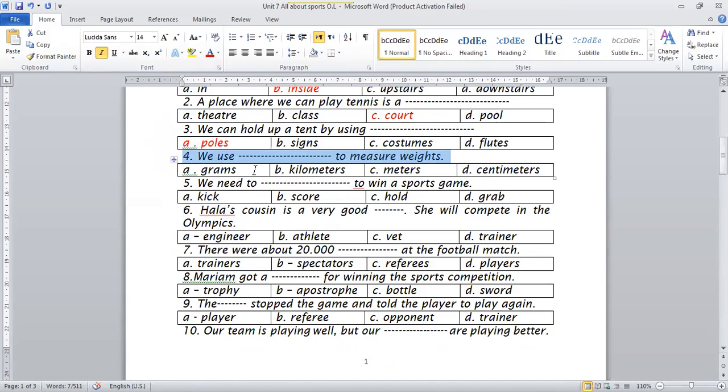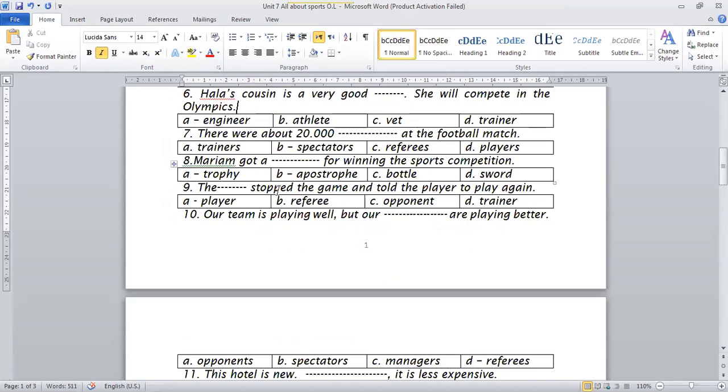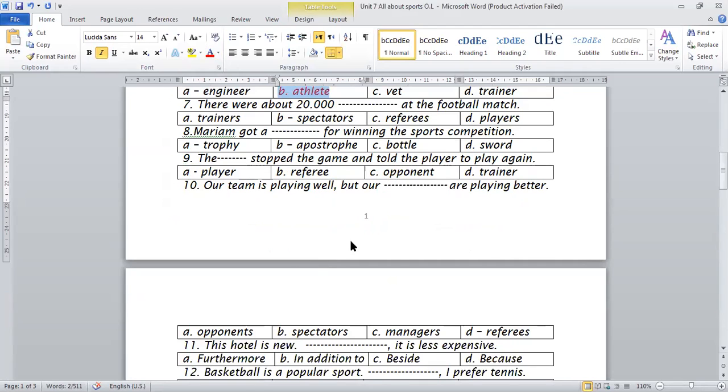Grams. Number 5, yes. Score, very good. Score. Number 6, Hala's cousin is a very good athlete. Yes, very good. Athlete. It's okay.